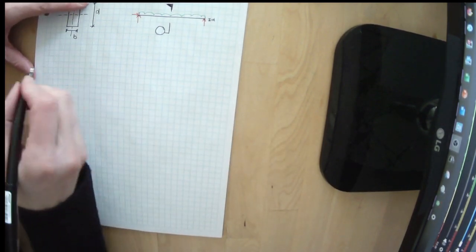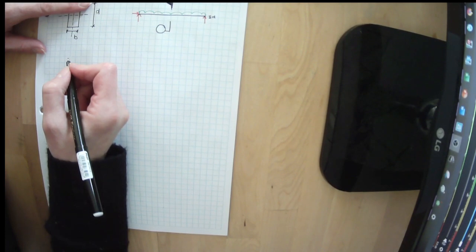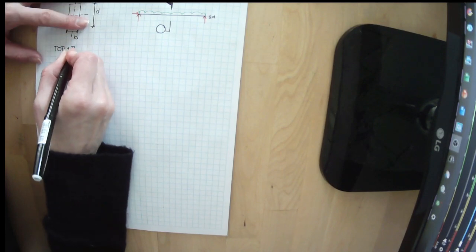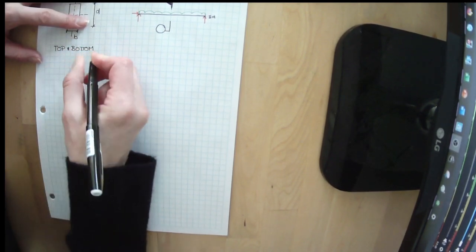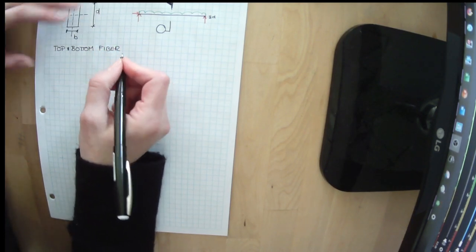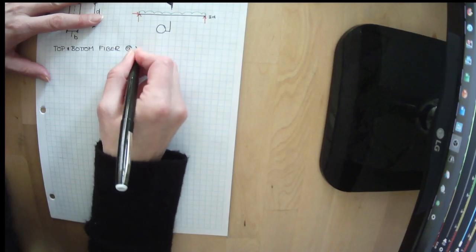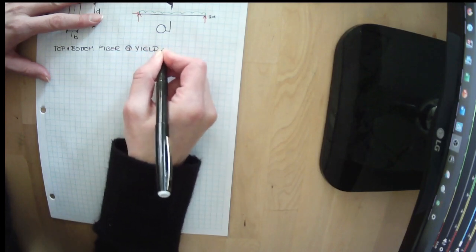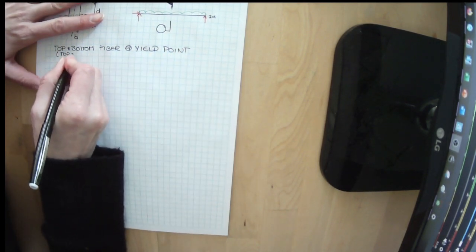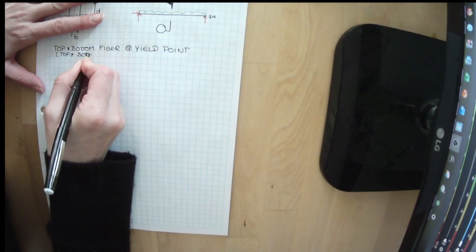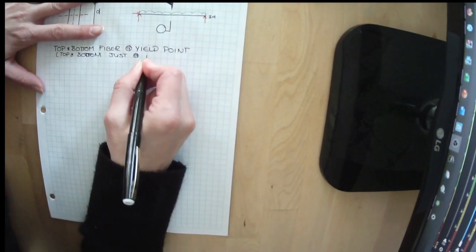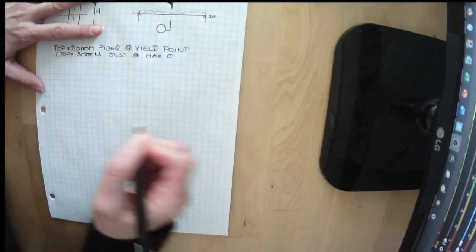So let's say that we hit our yield point at the top and bottom fibers. What we're really saying is the top of the beam and the bottom of the beam at yield point. Or really, top and bottom just at max stress.